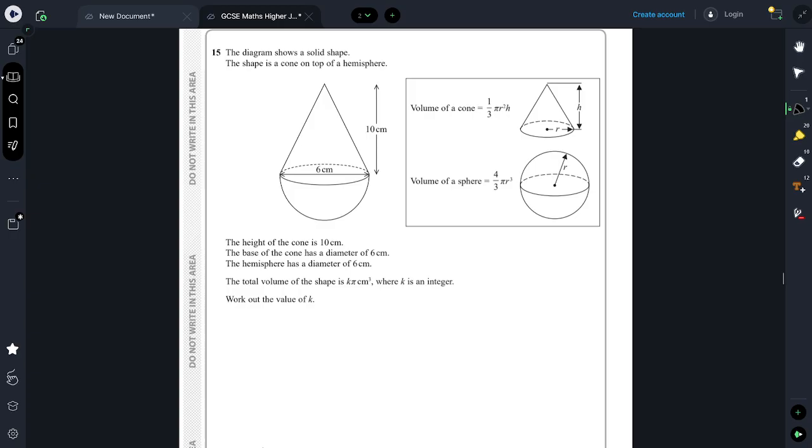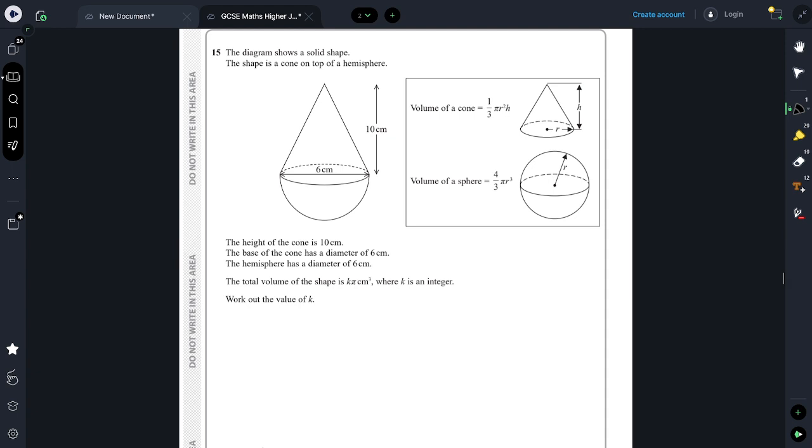Okay, so we're on question 15 now. The diagram shows a solid shape. Fairly common one this is, a cone, like an ice cream cone, with a hemisphere like an ice cream on top. So a hemisphere is just basically you cut off half a sphere. That's all it is. As shown here, they stuck it together.